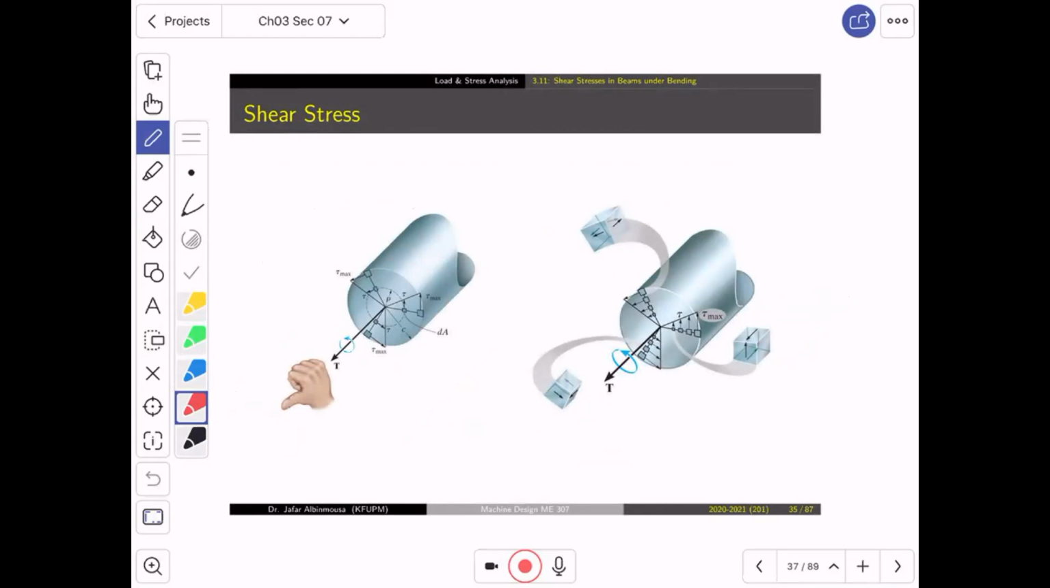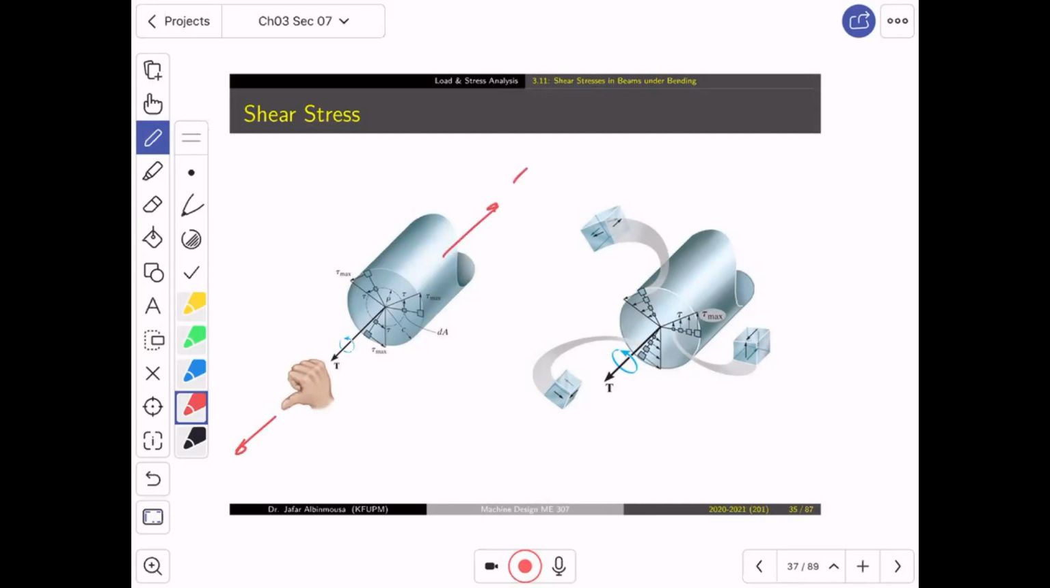And finally, I have a figure here showing the right hand rule with the thumb pointing upward. So this is considered a positive direction. The other direction will be considered negative.